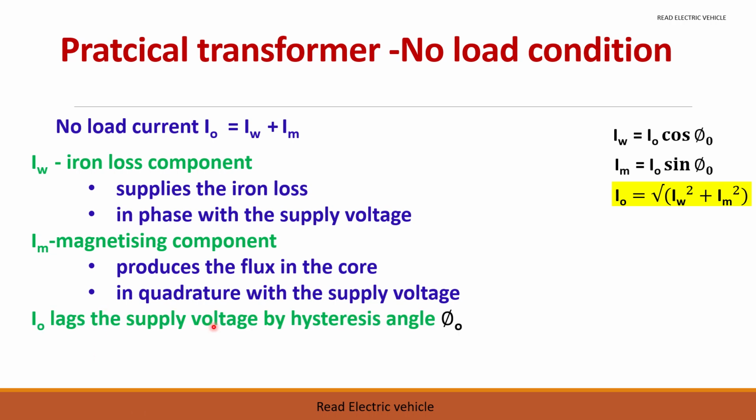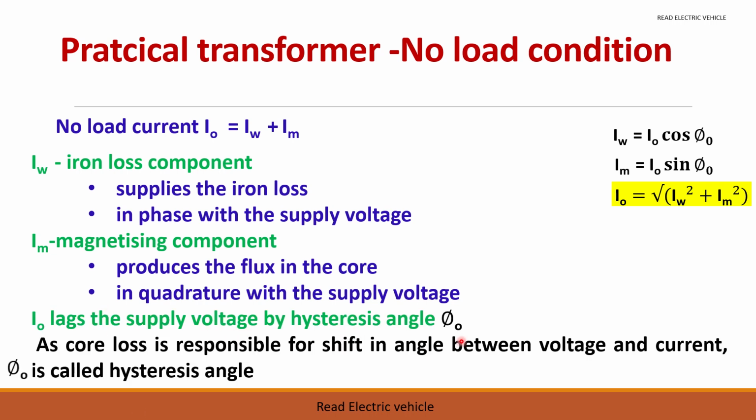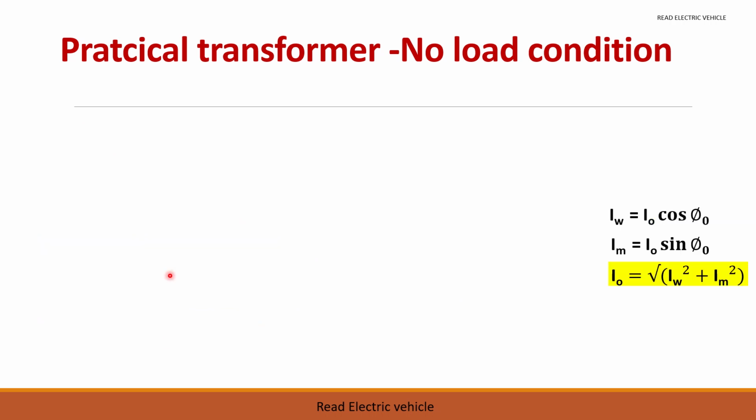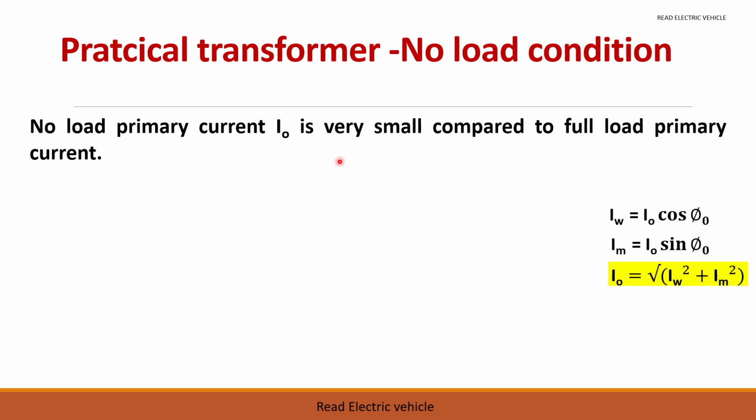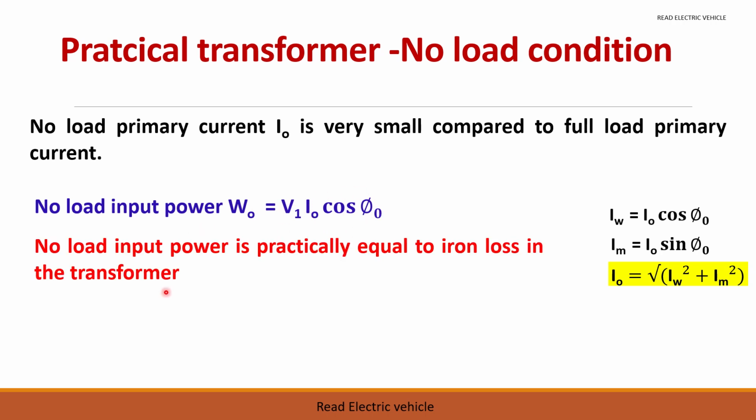No load current lags the supply voltage by a hysteresis angle phi naught. This angle is called the hysteresis angle because the core loss component is responsible for the shift in the angle between the voltage and the current in the primary side. The no load primary current I0 is very small compared to the full load primary current. So the no load input power W0 is given by V1 I0 cos phi naught. This is nothing but the iron loss component. So we can say that the no load input power is practically equal to the iron loss in the transformer.